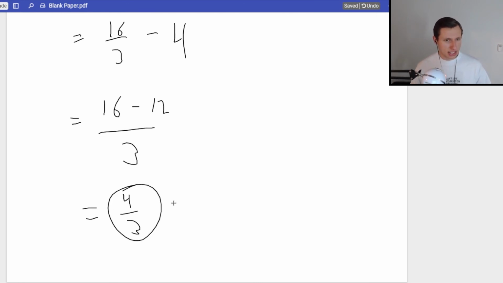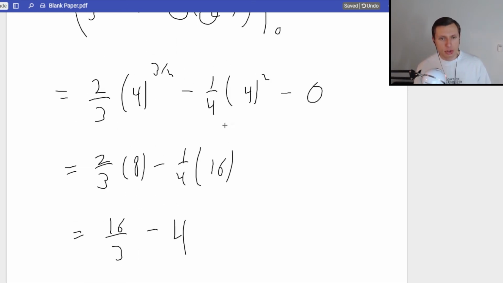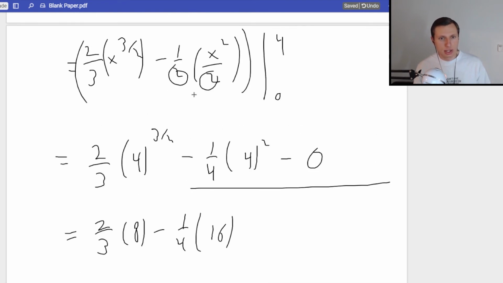Any questions? Where did you get the 4 from and the 0? Yeah, let me scroll up. You're talking about this step here, right? So I said this 1/2 times x squared over 2 is the same thing as 1/4 x squared. And the minus 0 is because when you plug in 0 into everything here, like 2/3 x to the 3/2 minus 1/4 x squared, it's all 0. Okay, it's just you plugging in your bounds, basically. Yes.